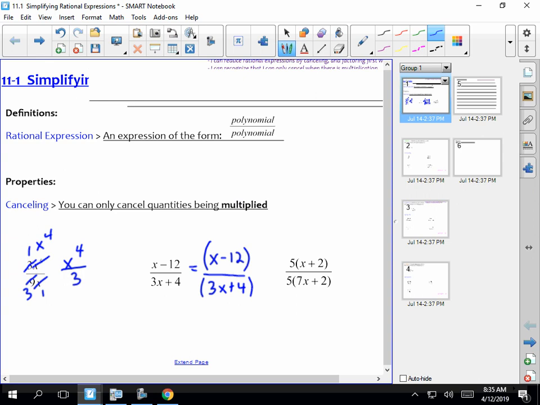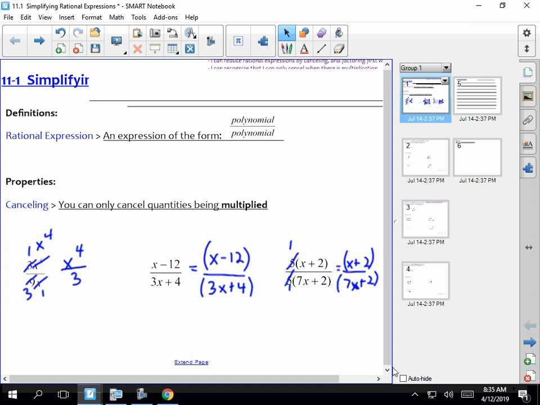What about this one right here? Is there any canceling that can be done in that third one? There's a little bit. What do parentheses mean here in terms of operations? Multiply. So they are being multiplied. The 5 times the x plus 2, and then you got 5 times the 7x plus 2. So it's already in factored form or multiplication form. So you can cancel the 5s, that equals 1, and you're left with x plus 2 over 7x plus 2. And you cannot cancel the 2's.